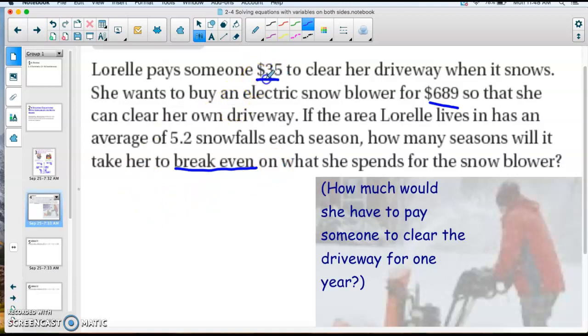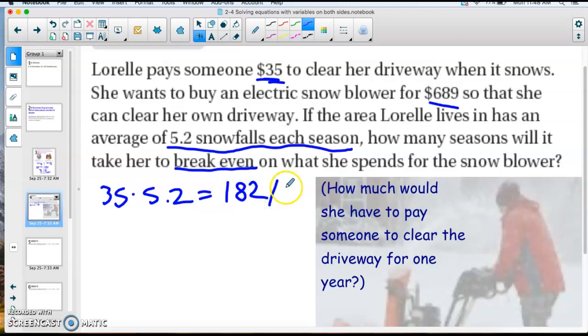Okay, so first off, she pays somebody $35 to clear her driveway every time it snows. Okay, and there's 5.2 snowfalls each season. So how much is that per year that she's spending? $35 per snowfall, and then 5.2 snowfalls a year. Let's get our calculators out, that is $182 per season. I'm just going to put per season. Okay, so $182 per season that she is spending on getting her driveway cleared.